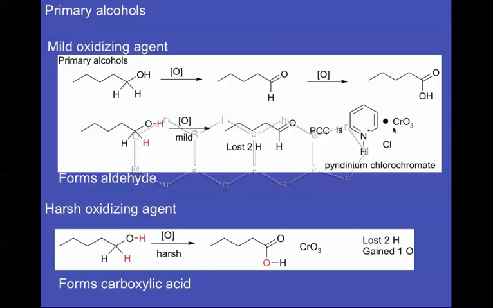Now if we don't have this pyridine ring here and we just have straight CrO3, that's going to be a harsh oxidizing agent. There's nothing to slow it down, so it will do both oxidations. Alright, so let's take a look at a summary of what's going on.